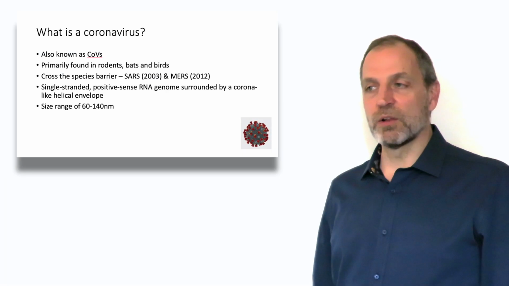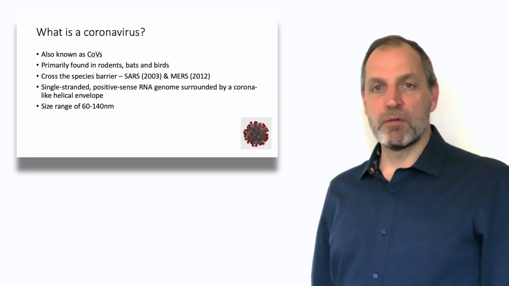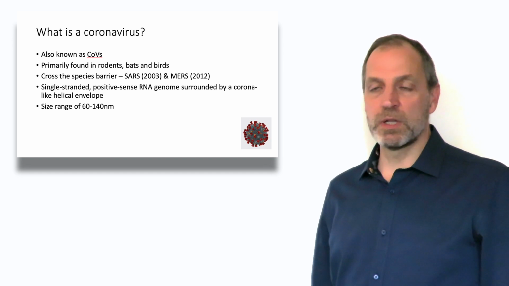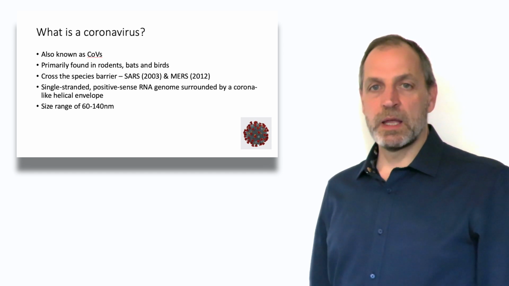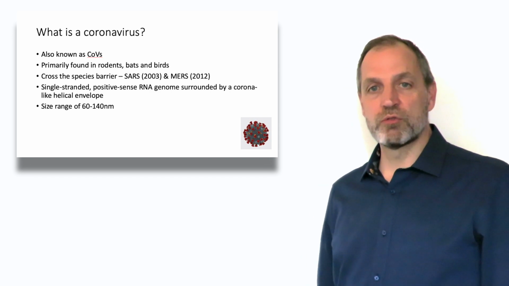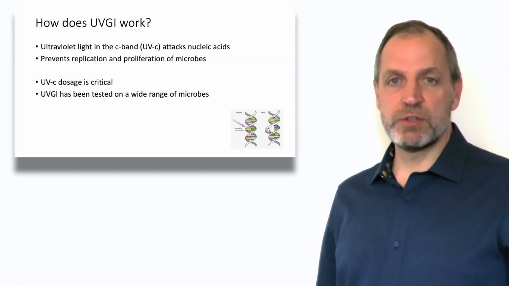The particle itself is a single-stranded RNA virus surrounded by a corona-like helical envelope. And coronaviruses generally have a size range of 60 to 140 nanometers. So how does UVGI work?